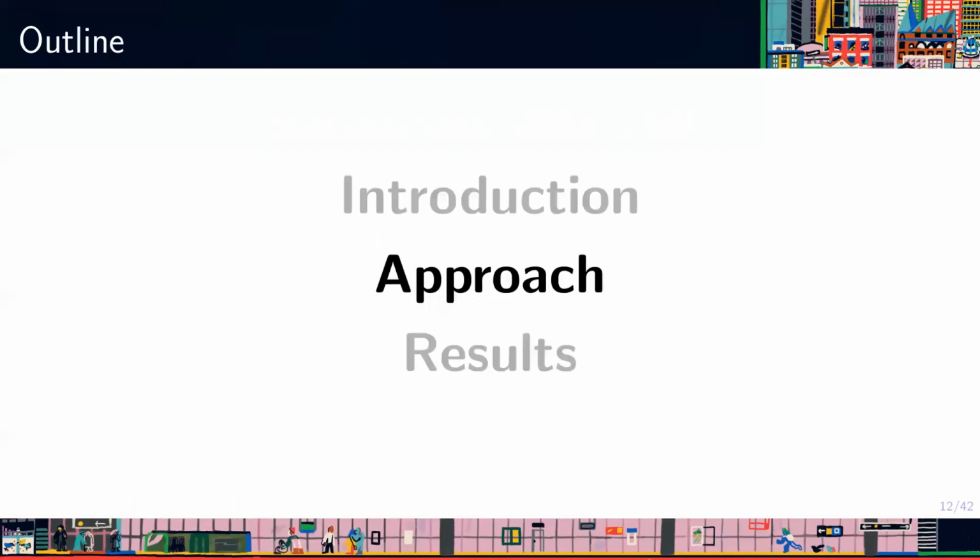All right, next I'll discuss some of the details of the solver. After that, we'll see some of the interesting results and outline some avenues for future work.